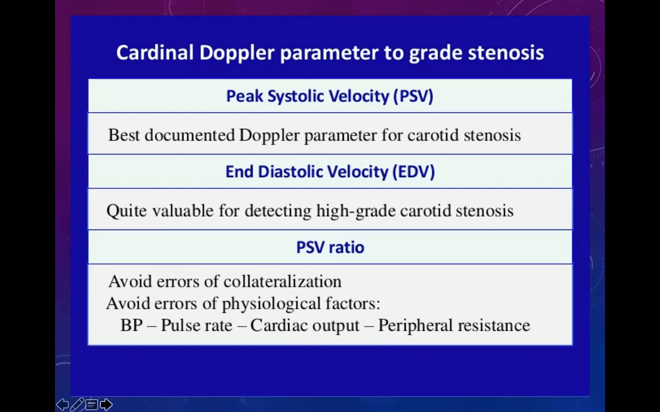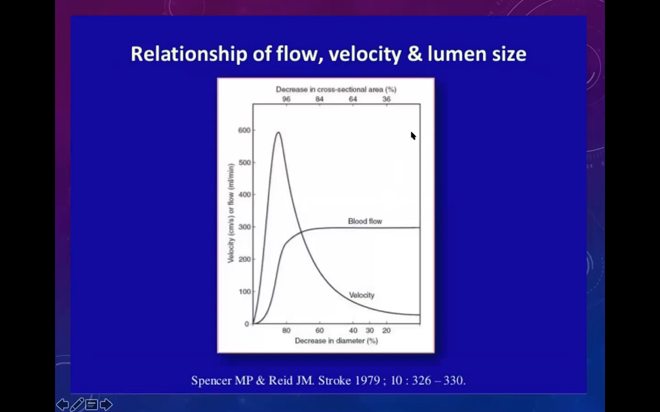If we see the flow velocity and the lumen size, now go from right to left. As the decrease in diameter or cross-sectional area happens, the velocities go on increasing up to a certain point. After a cutoff point, there is a decrease, a sudden fall in the velocity. So the PSVs will go on rising up to a point, and then when the occlusion is more than 96-97%, you will have almost no flow seen. And then the string sign and all, we'll come to that.